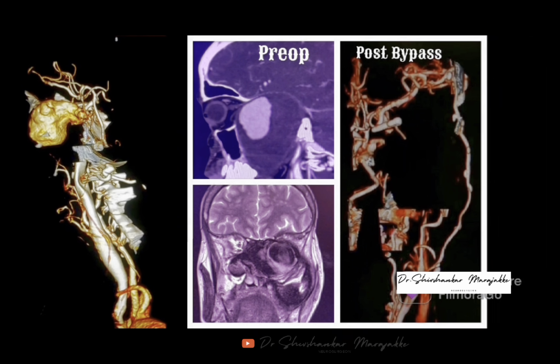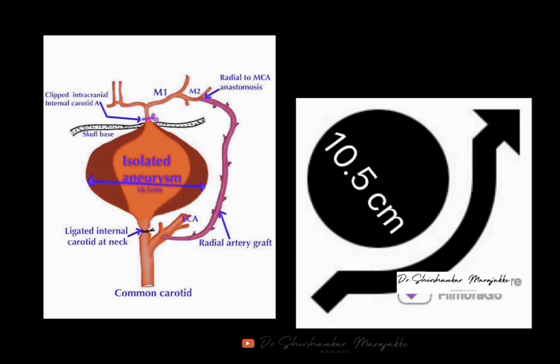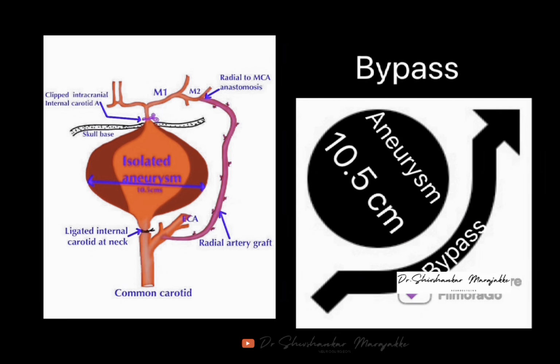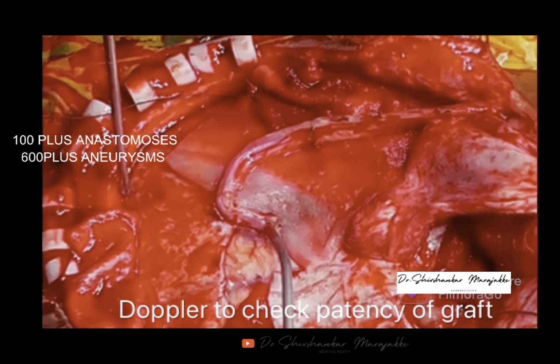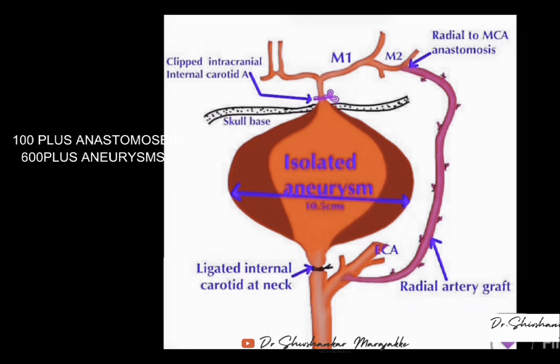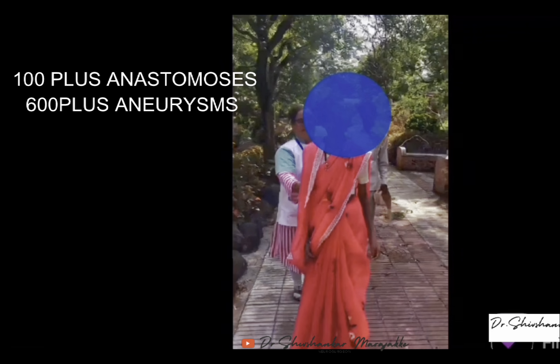This was one of the giant aneurysms, around 10.5 centimeters. It was coming out into all the sinuses and even into the molar tooth, and it was quite large. So we trapped the aneurysm, and using a radial artery, we did a high flow bypass. So this is a high flow bypass. You can see the aneurysm is completely trapped. In the pre-op image you can see, and this is the post-op. Aneurysm is not seen, and the radial artery is completely filling.